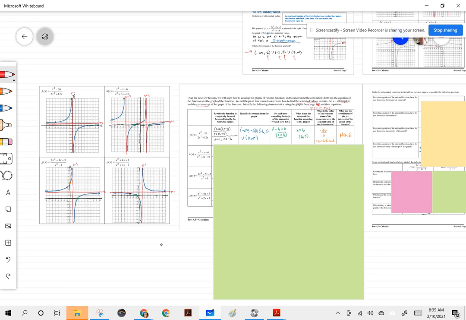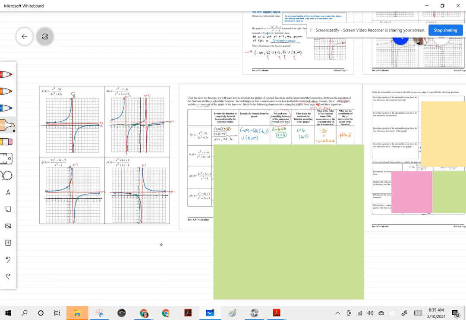x-intercepts. It says to set each non-canceling factor of the numerator. So in this case, my non-canceling one is going to be x minus 6. And I set that equal to 0. And then that becomes my x-intercept.